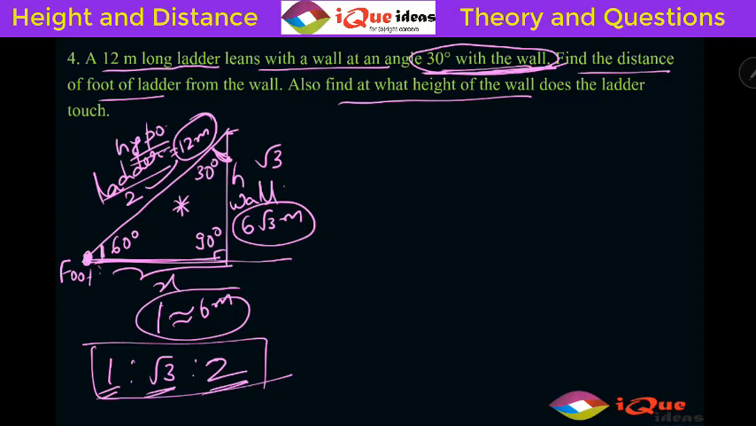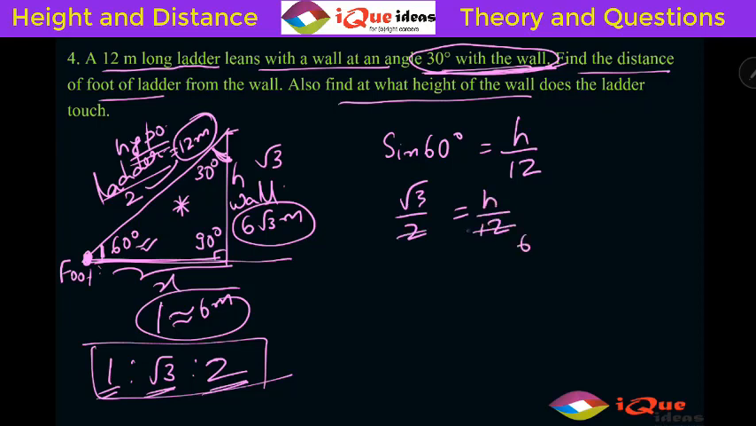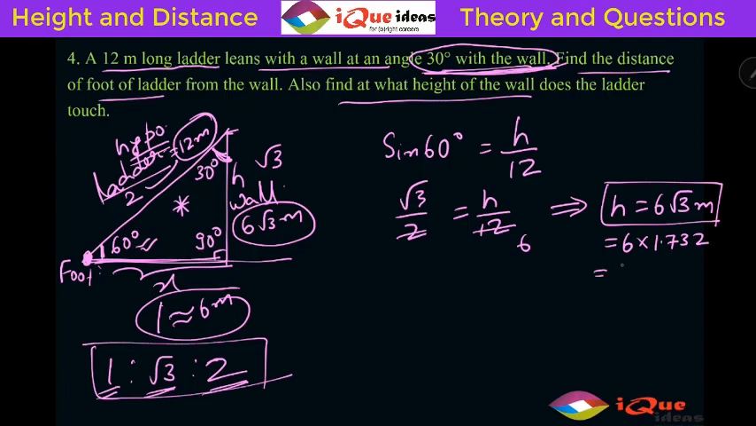Or what we can also do is use sine and cos. So let's say I use sine 60 degrees. Now 60 degrees is this angle, opposite 60 it is height h, and the hypotenuse is 12. We also know that sine 60 is root 3 by 2, which is equal to h by 12. Now 2 cancels 12 six times, and 6 into root 3. So from here we get h is equal to 6 root 3 meters. If it is necessary, you can put the value of root 3 as 1.732. So it will be 6 into 1.732, and that will be equal to 10.392.